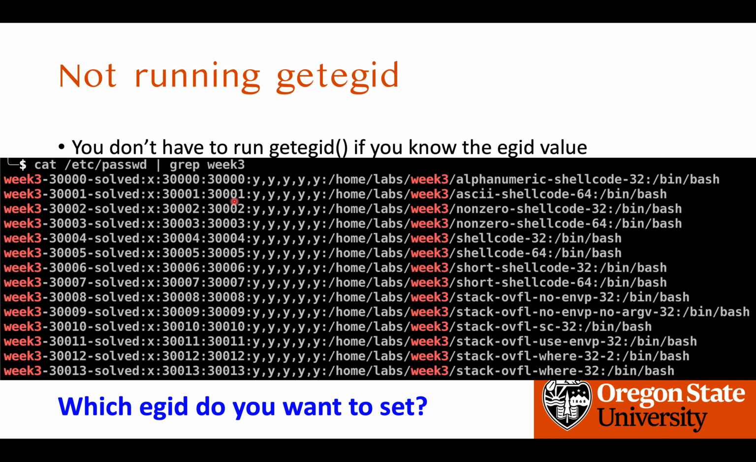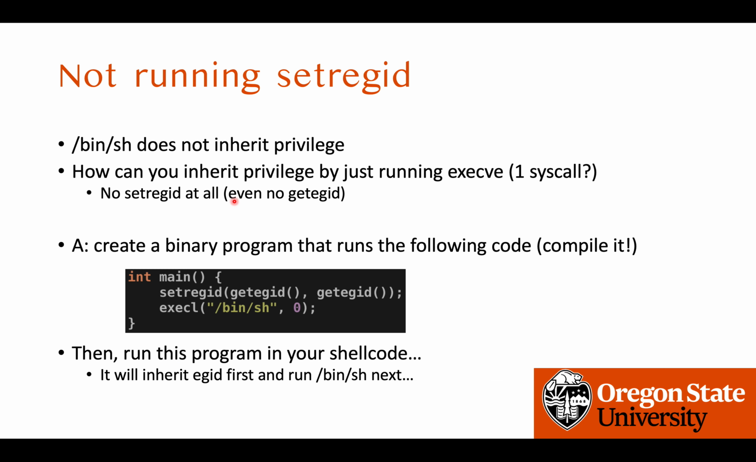But you don't even need to do that. You can go further and remove the requirement for running setregid. The reason you need to run setregid is that the shell program /bin/sh does not automatically inherit the privilege. So we need to run setregid before executing /bin/sh, the shell program. But that does not have to be in your shellcode. The only requirement is that you run it before running /bin/sh.